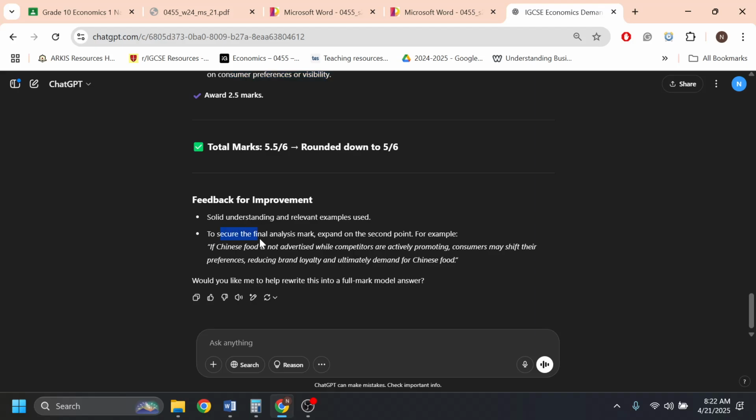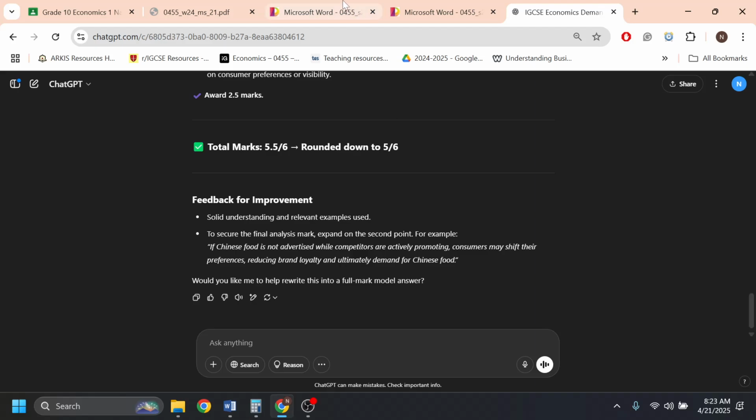To secure the final analysis mark, expand on the second point. For example, if Chinese food is not advertised while competitors are actively promoting, consumers may shift their preferences, reducing brand loyalty and ultimately demand for Chinese food. I 100% agree with this point, and that is how we can improve it.